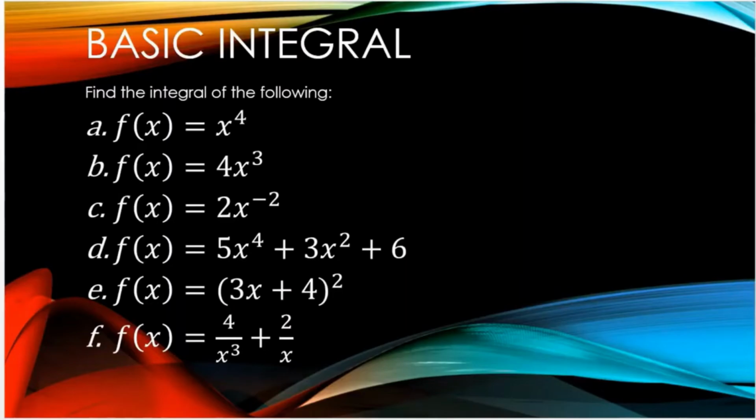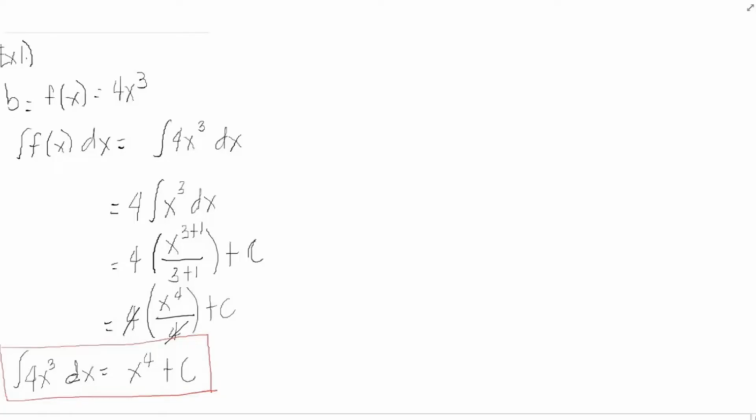Okay, so let's try example letter C. f of x is equal to 2x raised to negative 2. Same pa rin yung gagawin natin like the example letter B. However, yung exponent lang natin is negative. So, this is letter C, f of x is equal to 2x raised to negative 2.